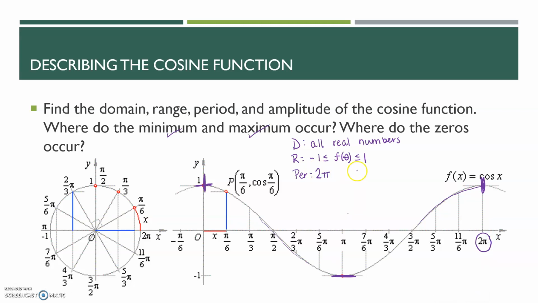And then finally, to find the amplitude, we do 1/2 of the maximum minus the minimum. So that's also going to give us an amplitude of 1, which we hopefully can see looking at this, because we see that there is a height of 1, or a distance of 1, from the midline. In this case, it's at the x-axis to the maximum or to the minimum.